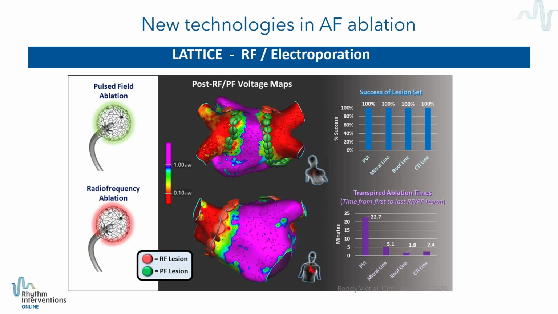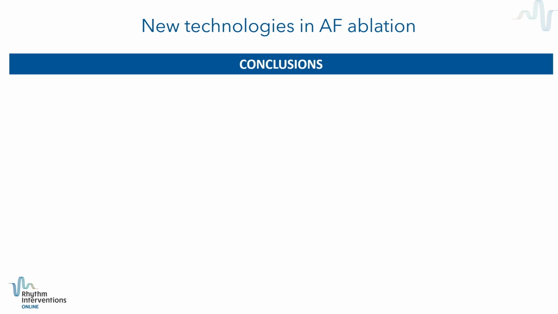Another very interesting toy or tool is the lattice catheter, which allows you to toggle between RF and electroporation. And also initial human data came out proving the concept of the lattice catheter. So therefore, ladies and gentlemen, I would like to conclude.